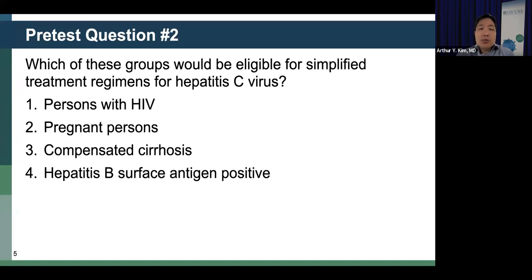So which of these groups would be eligible for what we call simplified treatment regimens for hepatitis C virus? Is it persons living with HIV? Is it pregnant persons? Is it persons with compensated cirrhosis? Is it persons living with hepatitis B co-infection or who are surface antigen positive? We'll see the answers in a few moments.